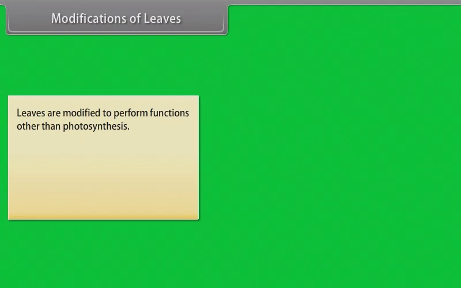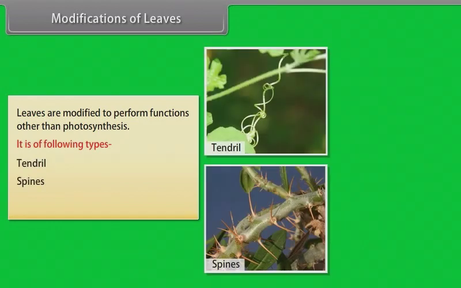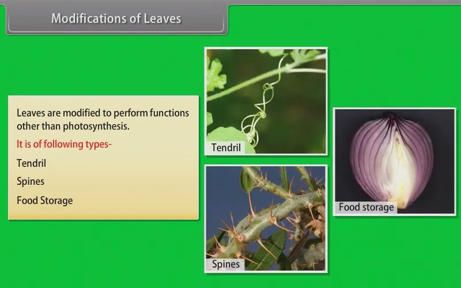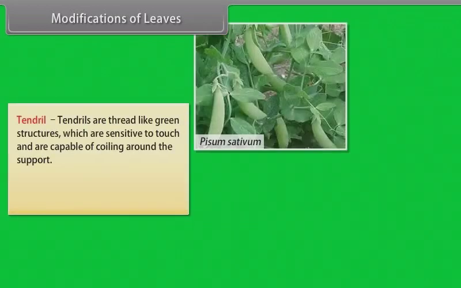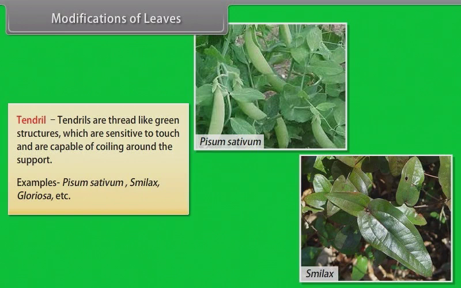Modifications of leaves. Leaves are modified to perform functions other than photosynthesis. It is of the following types: tendril, spines, food storage. Tendril. Tendrils are thread-like green structures which are sensitive to touch and are capable of coiling around the support. Examples: Pisum sativum, Smilax, Gloriosa, etc.